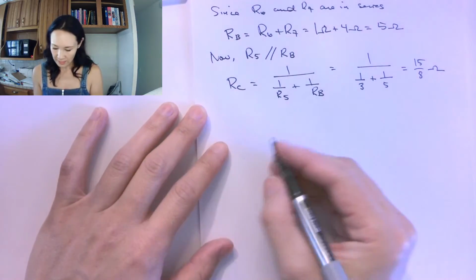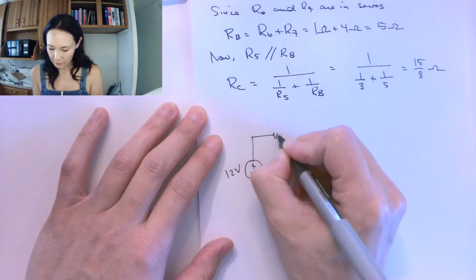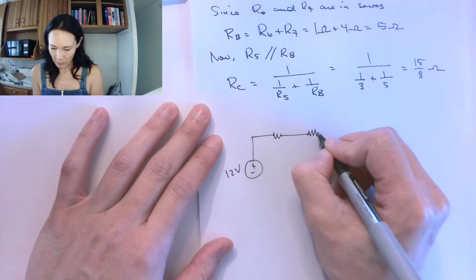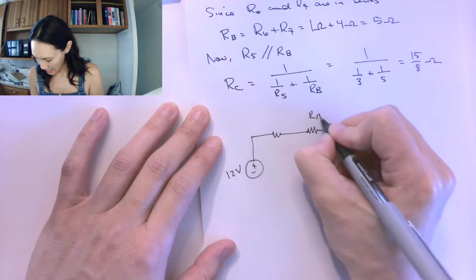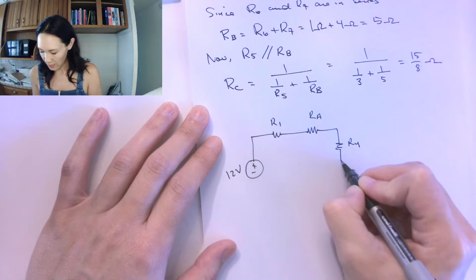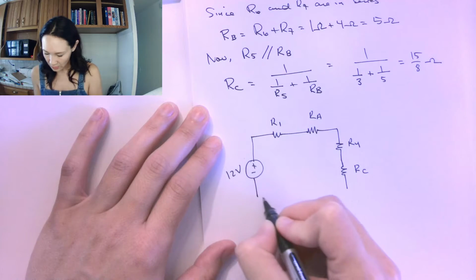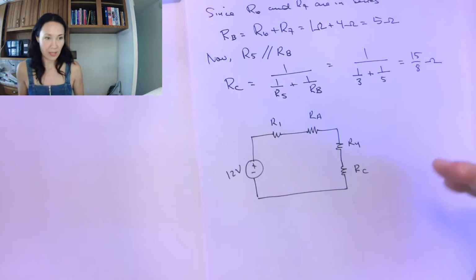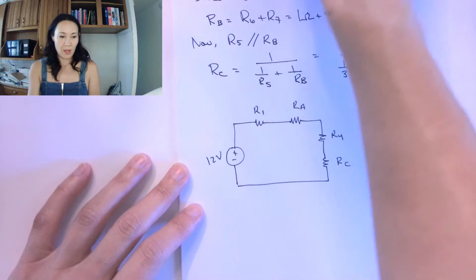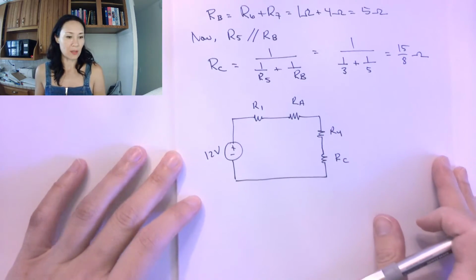So my circuit now looks like this. Here's my 12-volt source. I still have R1. Then in place of that parallel network, I now have RA. And then I still have R4 here. And in place of the parallel network that was below that, I now have RC. I just arbitrarily called them RA, RB, and RC, just so I could do my simplifications and keep them organized in my notes. But the good news is now I just have a simple series circuit.